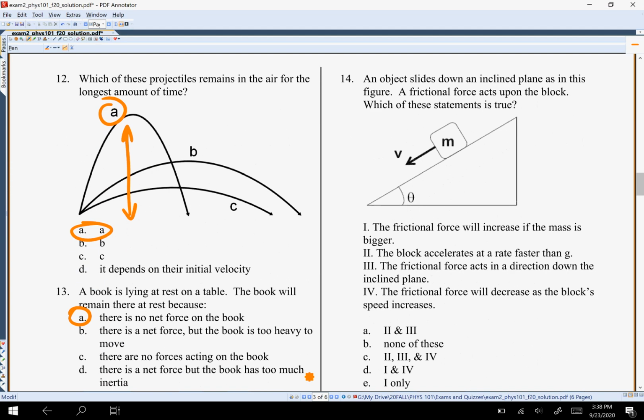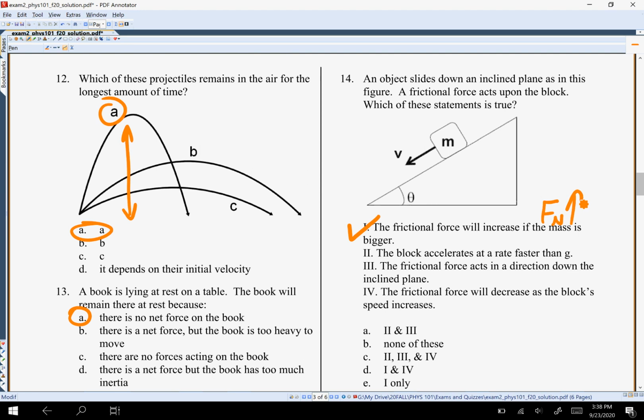An object slides down an inclined plane, as in this figure. A frictional force acts upon the block. Which of these statements is true? Okay, the frictional force will increase if the mass is bigger. That's true, because if the mass is bigger, that means that the normal force will go up.